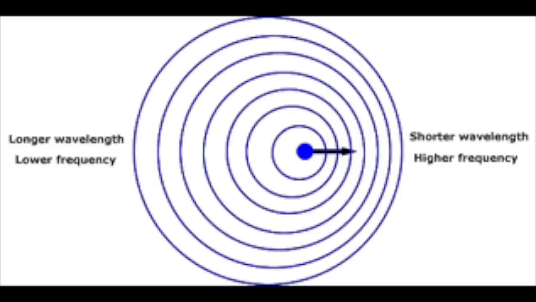The Doppler effect is the change in frequency of a wave for an observer moving relative to its source. An example of the Doppler effect is when you move closer to an ambulance with a siren, and the pitch or frequency of the siren increases while the wavelength decreases.